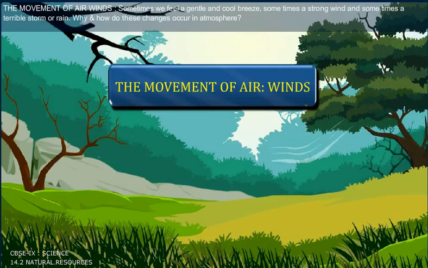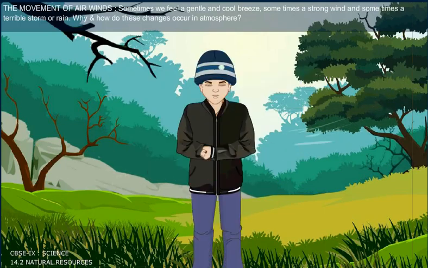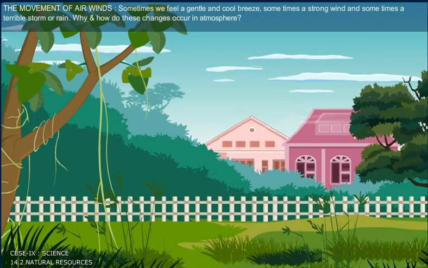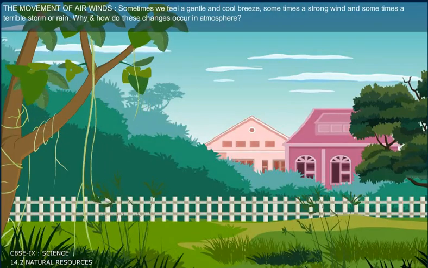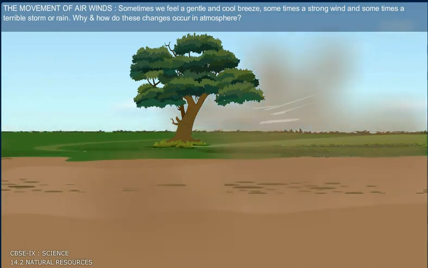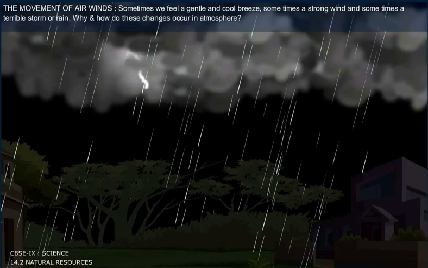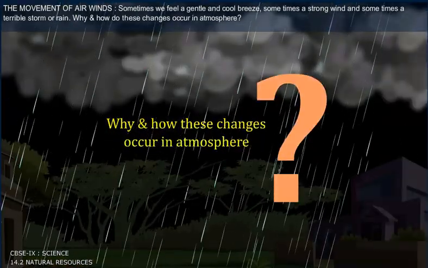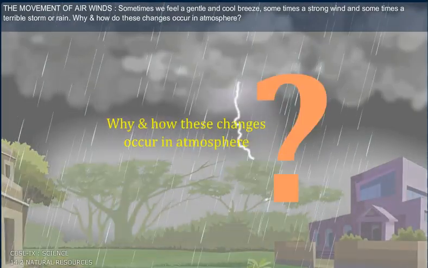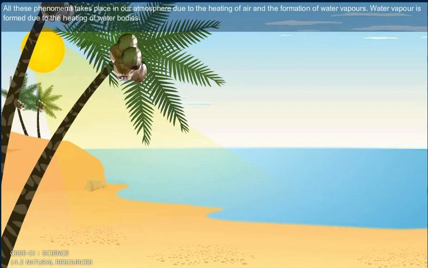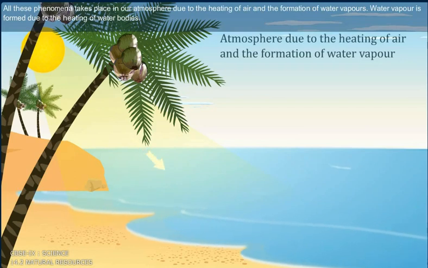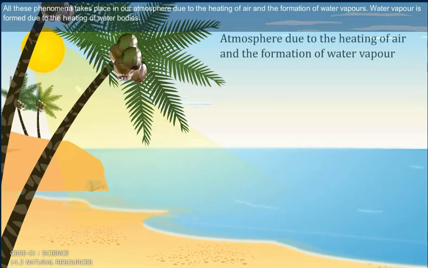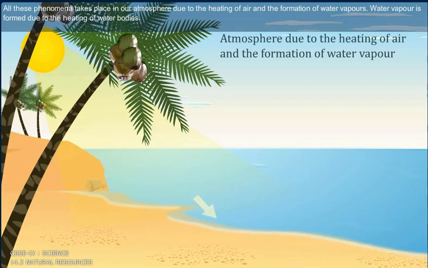The movement of air: winds. Sometimes we feel a gentle and cool breeze, sometimes a strong wind, and sometimes a terrible storm or rain. Why and how do these changes occur in the atmosphere? All these phenomena take place in our atmosphere due to the heating of air and the formation of water vapor. Water vapor is formed due to the heating of water bodies.